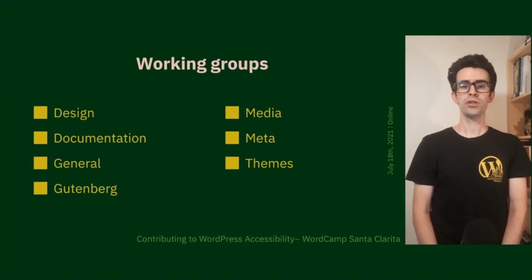Nevertheless, feature plugins, which are plugins developed by members of the WordPress community to test features for possible inclusion into core, have to conform to the WordPress accessibility coding standards, just as if they were already included in core. So these plugins are actually checked for accessibility. The most famous example of a feature plugin is Gutenberg.